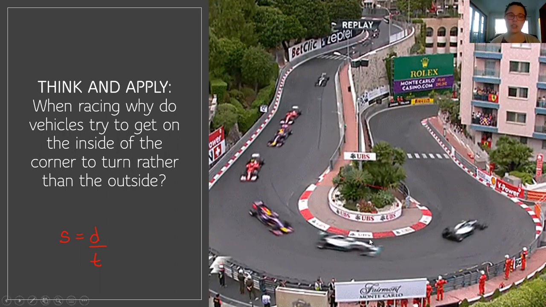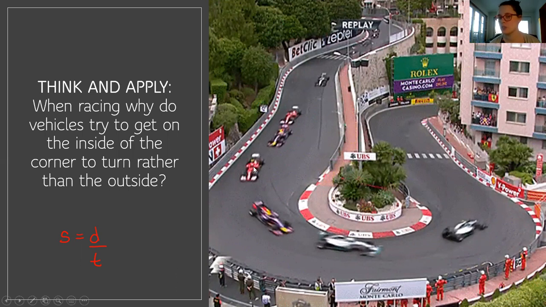Well, if we look at our equation, speed is equal to distance divided by time. If I want to make my time as small as possible, I need to make my speed as large as possible. We just said we can't change that. So what can we change? If I can't change the speed, if I can make the distance I go shorter, I'll get there in less time. So let's think about a vehicle driving around this track.